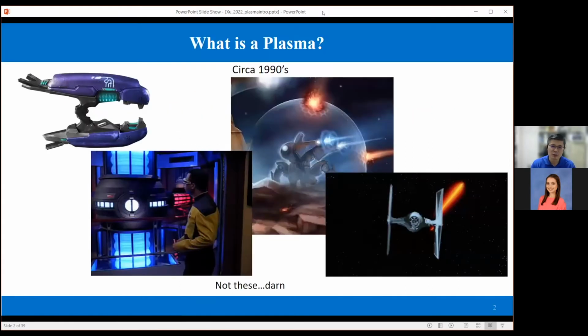All right, so what is a plasma? I grew up as a kid in the 1990s, and if you asked what a plasma is, this was the answer I would give you: the Halo plasma rifle, Star Trek, Star Wars, StarCraft, lots of Star in there. But it's not really these as of yet. Science fiction and movies are more advanced than actual technology at this point, but maybe we'll get there one day.